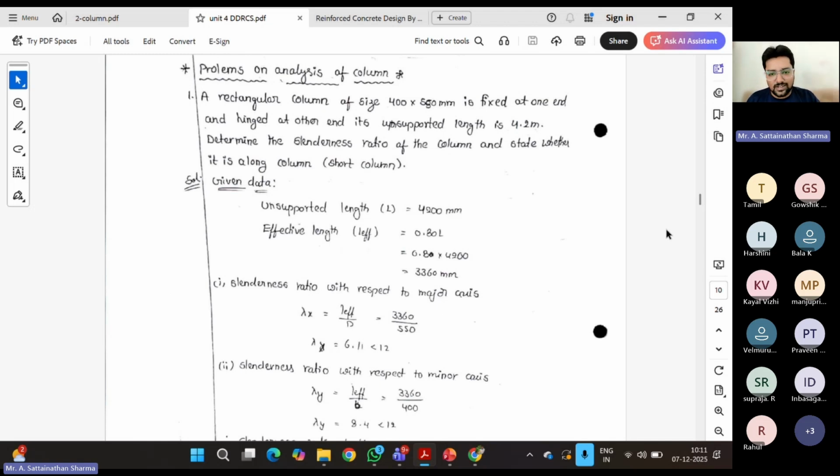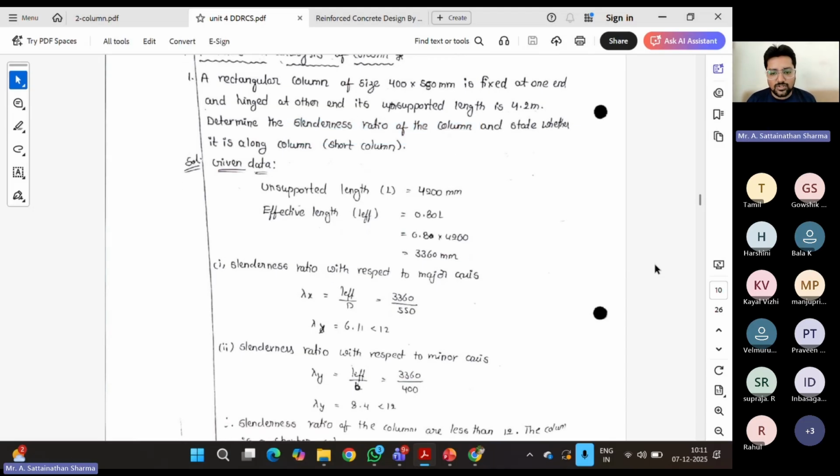That is unsupported length. So in the given question, the unsupported length will be given, and what you calculate is the effective length, right? Okay, determine the slenderness ratio of the column and state whether the column is long or short. You are just supposed to say whether the column is long or short.